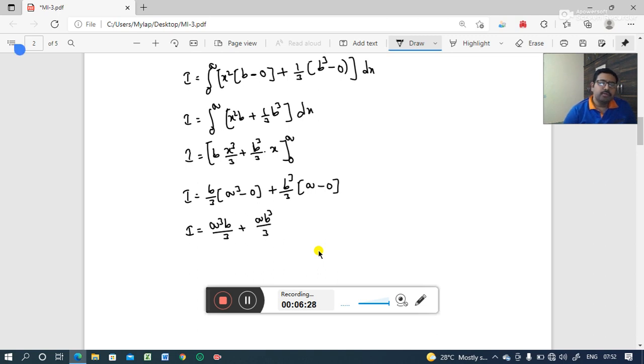If you compare these two terms, in the numerator ab is common and in the denominator 3 is common. If you take ab by 3 as common, you are getting a square plus b square. Therefore your answer is I is equals to ab divided by 3 into a square plus b square. So this is the method when they are giving direct constant limits. Now we shall look at the problem when they are giving variable limits.